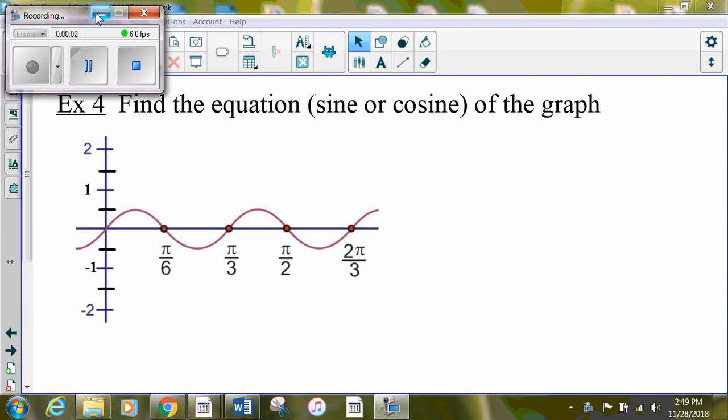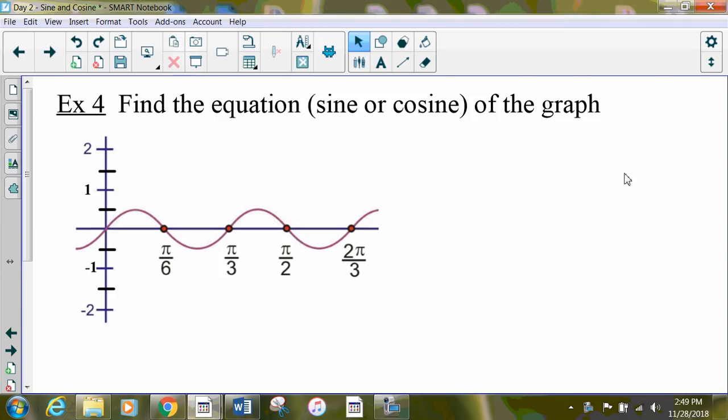Welcome to the last two problems for the day 2 sine and cosine lesson. So with example 4, we're looking at a graph and we're being asked to write the graph as a trig function. I'm going to choose to focus on this part of the graph, the part that starts with 0 and ends at pi over 3.